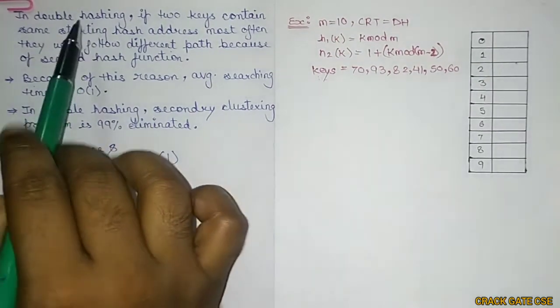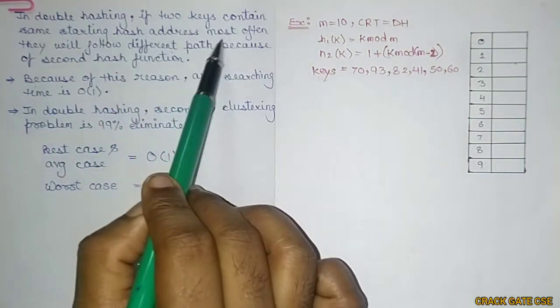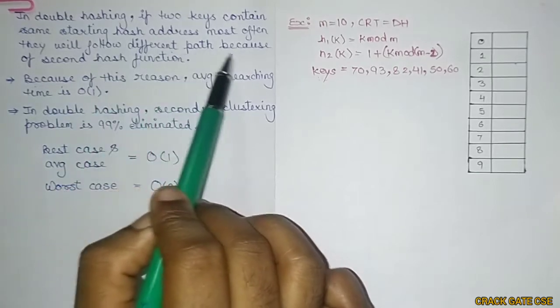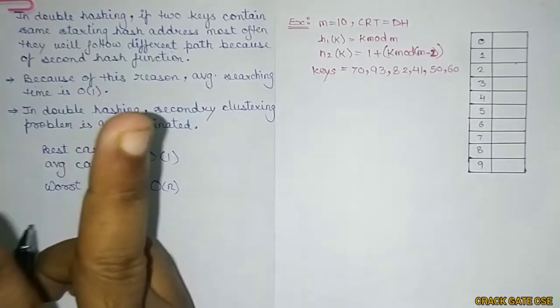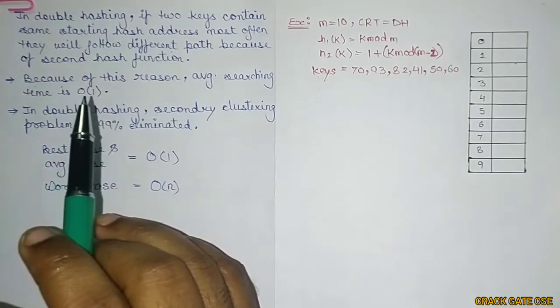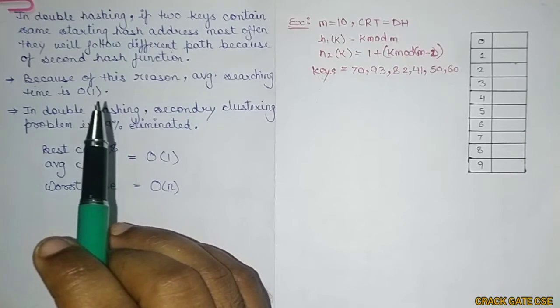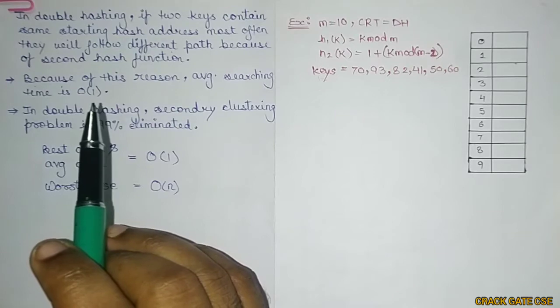So in double hashing, if two keys contain the same starting hash address, most often they will follow different paths because we are using two functions here. Because of the second function, hopefully they all will be following different paths. There is a very minute possibility that they will follow the same path.